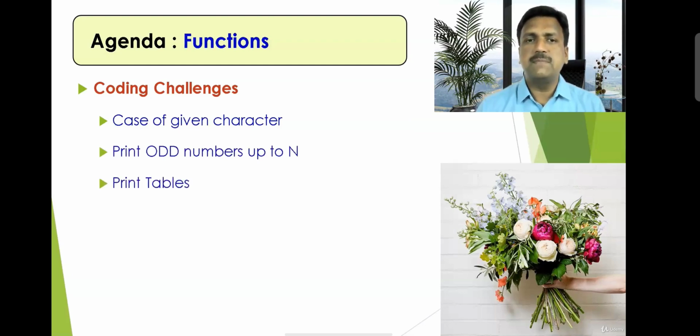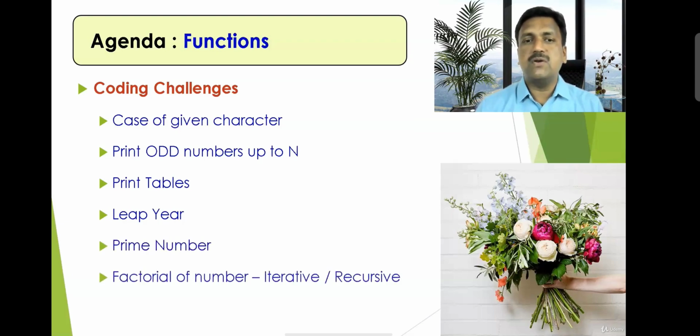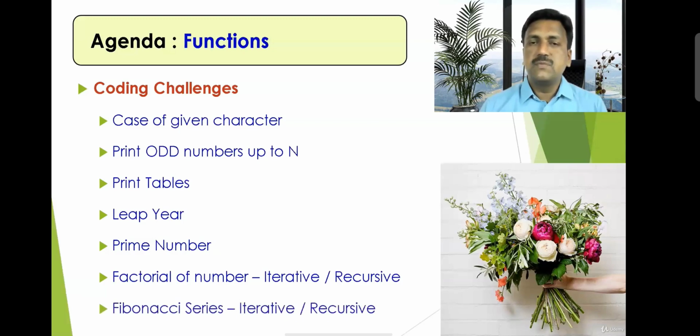We'll also implement the code to print all odd numbers from 1 to n, printing the tables, implement the code for checking whether the given year is a leap year or not, and check whether the given number is a prime number or not. We will also find out the factorial of a given number using two methods, iterative and recursive. We will also print the Fibonacci series on the screen using two approaches, that is iterative and recursive.